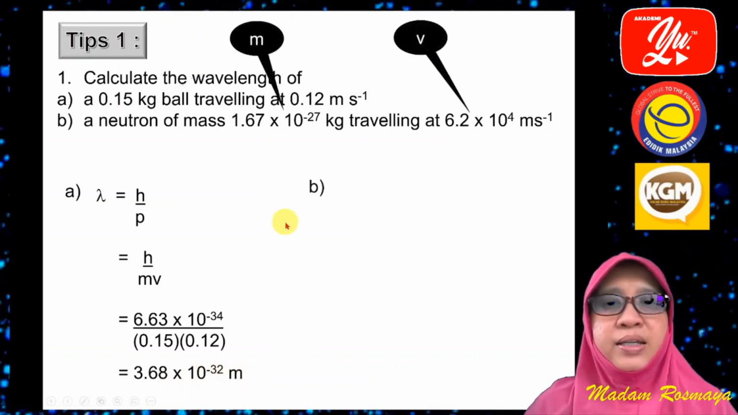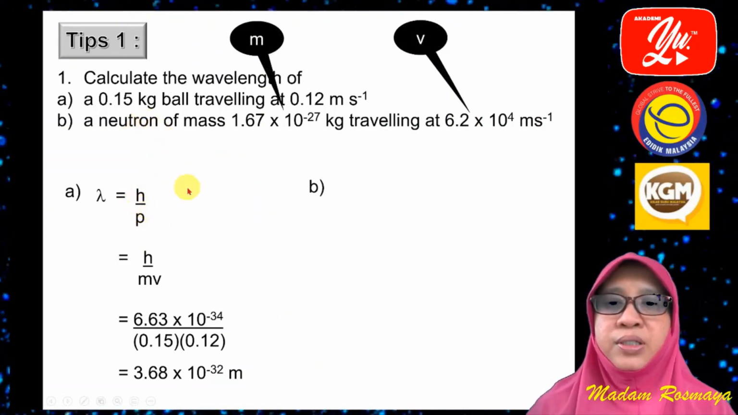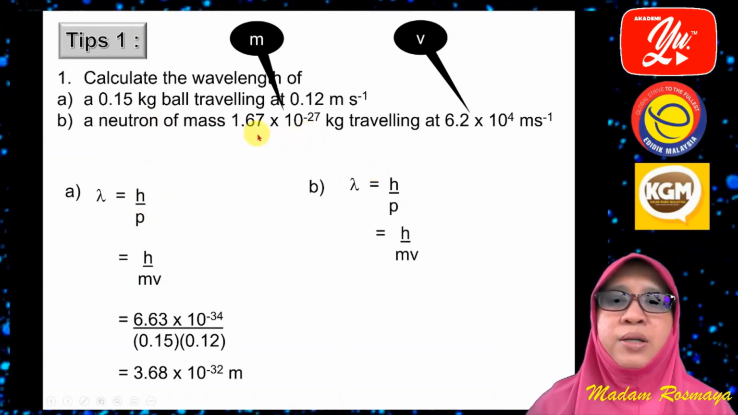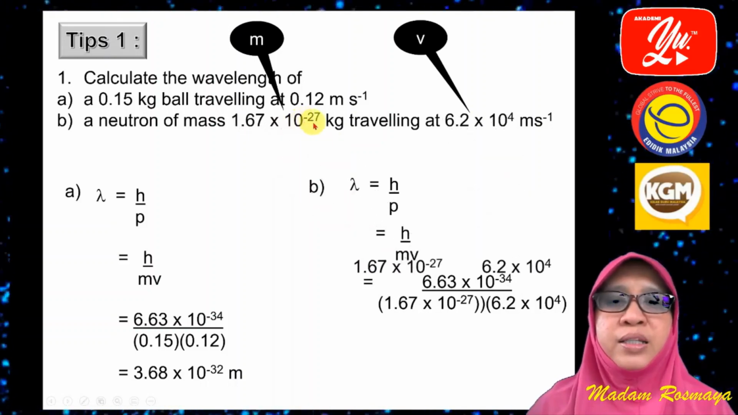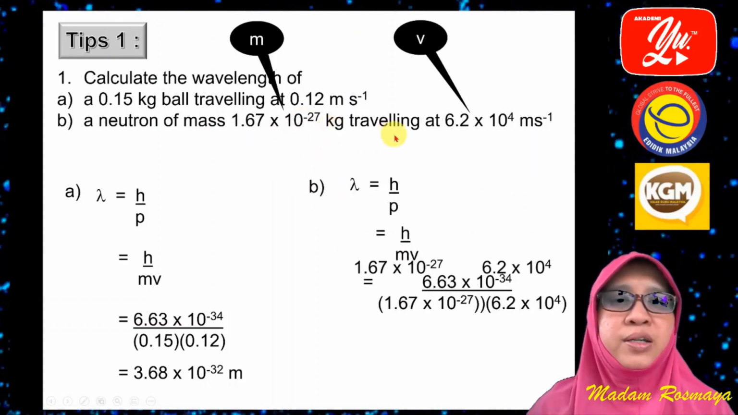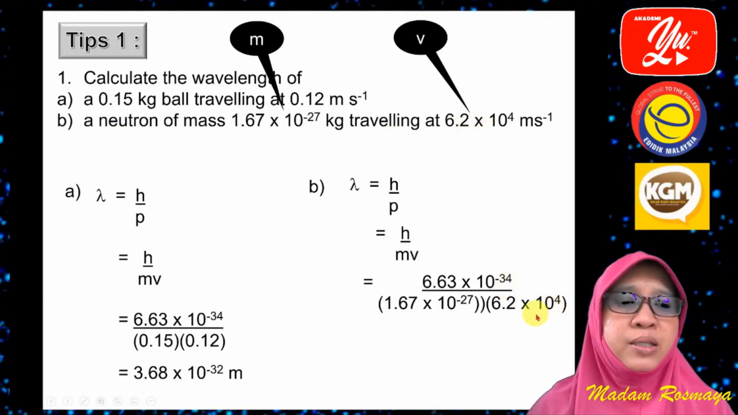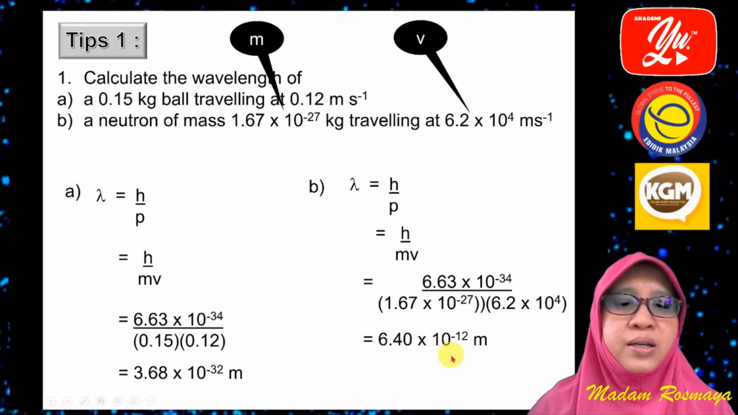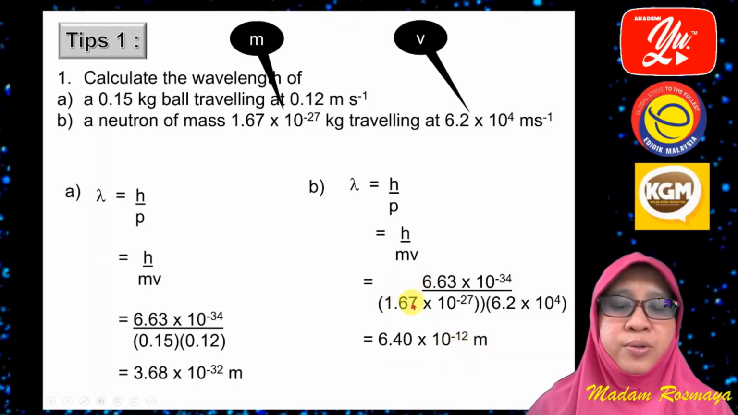Next, question B, we calculate for the neutron. Same equation, but this time the mass is 1.67 times 10 to the power of negative 27 kilogram for the neutron, and the speed is 6.2 times 10 to the power of 4 meter per second. So the answer is 6.40 times 10 to the power of negative 12 meter. So this is for the neutron.